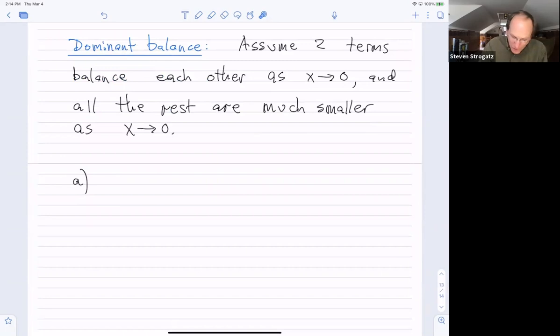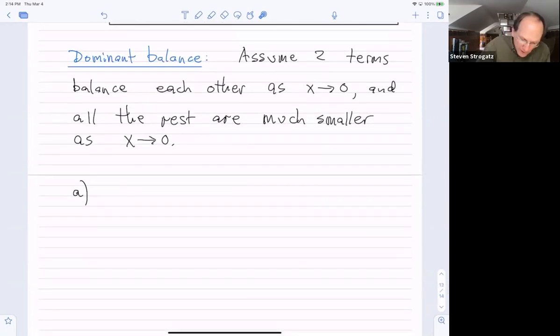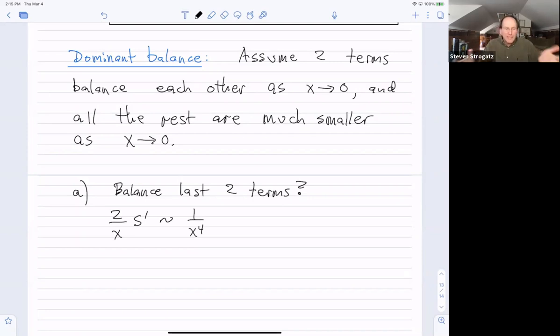What if I balance the last two? Like maybe it's this one balancing this and these two are much smaller. Let's try that. It's not going to work, but let's see why not. So if I balance the last two terms, what would that imply? That would say 2 over x, s prime would be asymptotic to 1 over x to the 4th. Now here, when we have an asymptotic relationship like this, we're allowed to integrate both sides. It'll still be asymptotically true.